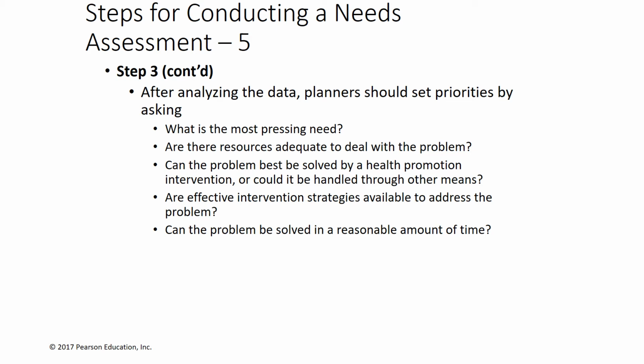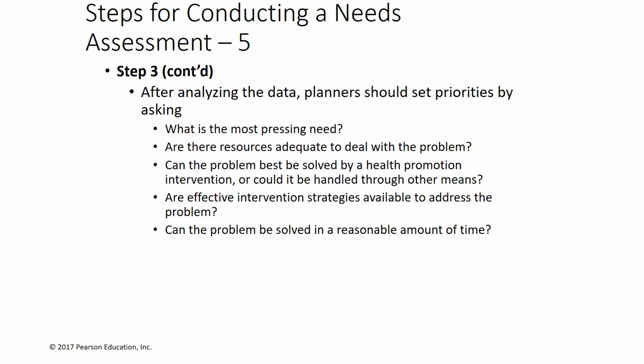Are effective intervention strategies available to address the problem? Well, has someone already kind of worked out what works and what doesn't? Does that apply to the situation in terms of location and priority population? Then maybe instead of reinventing the wheel, you could kind of revise the wheel, take an existing intervention strategy that has a proven track record and tweak it to fit your situation.